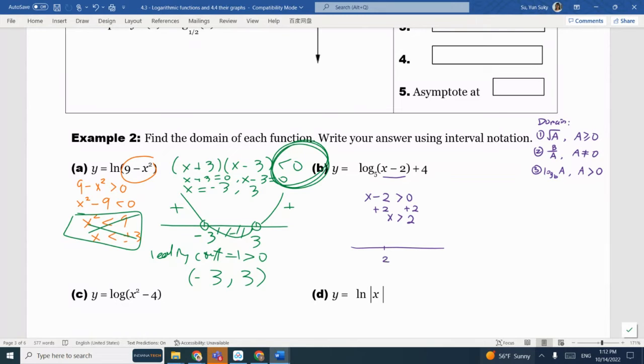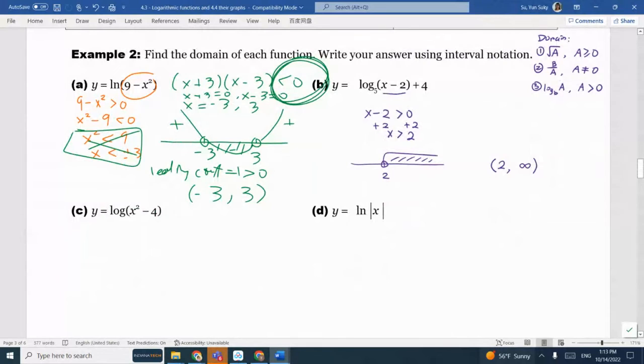Greater than 2, on the left hand side or right hand side? Greater than 2 on the right. Do we include the 2 or not? No, so we put an open circle. That's why in interval notation, 2, parentheses or brackets? Parentheses. And then to infinity, parentheses. So far, so good, everybody?